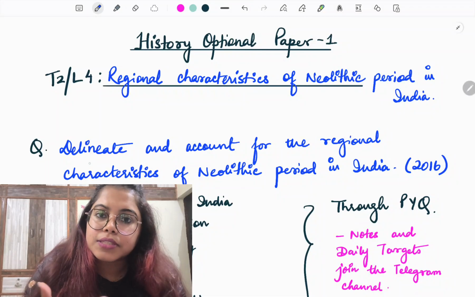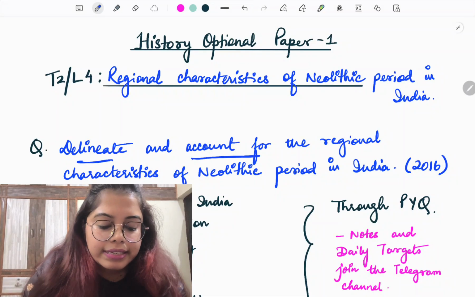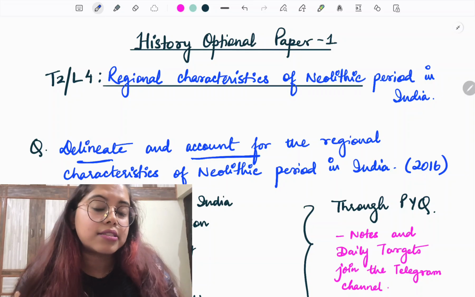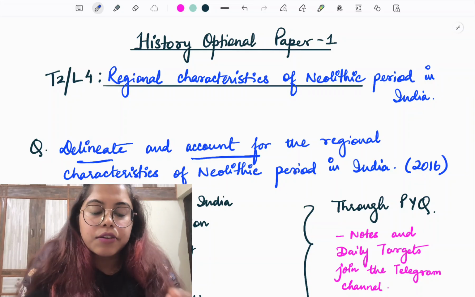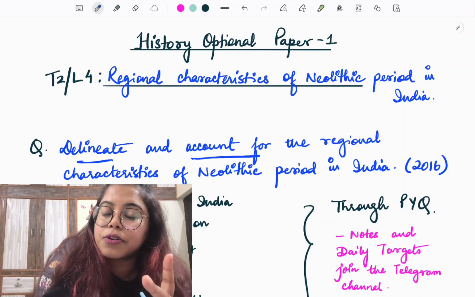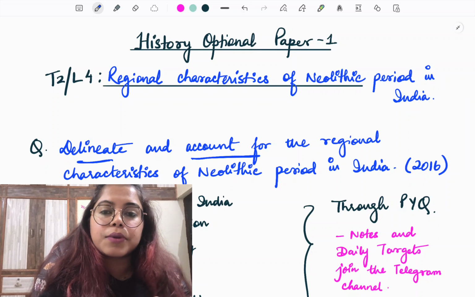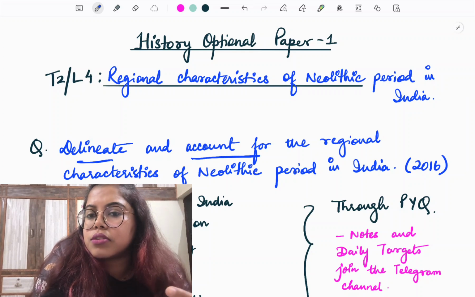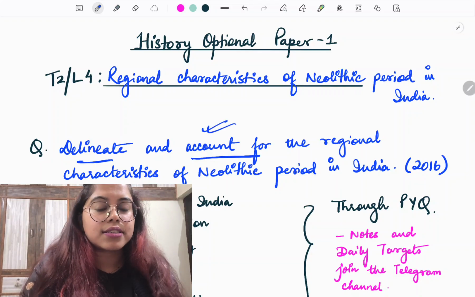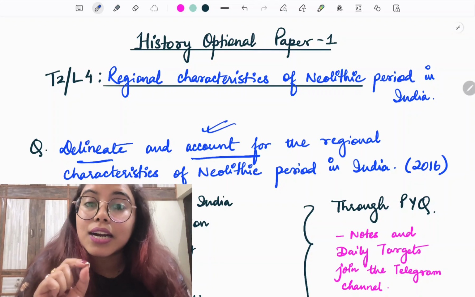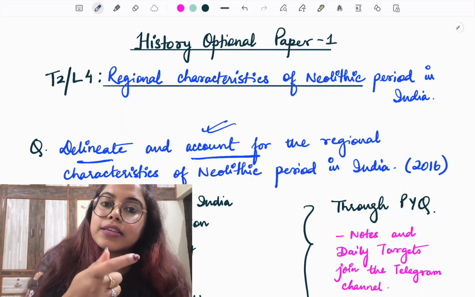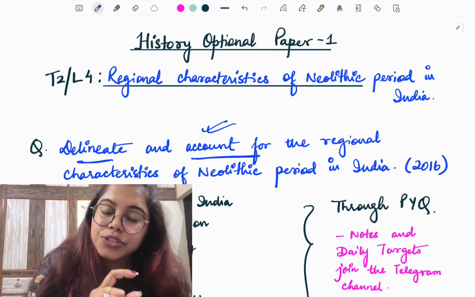Now, the question that was asked in the year 2016 is: delineate and account for the regional characteristics of the Neolithic period in India. If you see here, there are two things: delineate, and the second thing is account for. Majority of the people, when they read this question, would simply think that what the question asks is you have to write about the various regions and their characteristics. But here they have also mentioned account for. Account for means you have to mention the reasons why the characteristics of that particular region were as they are.